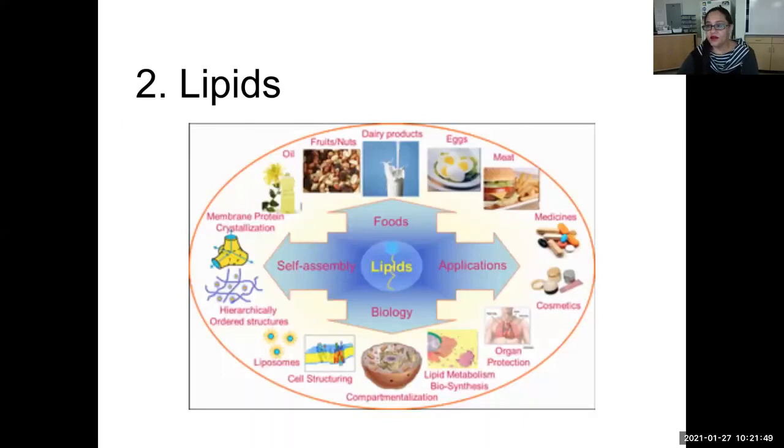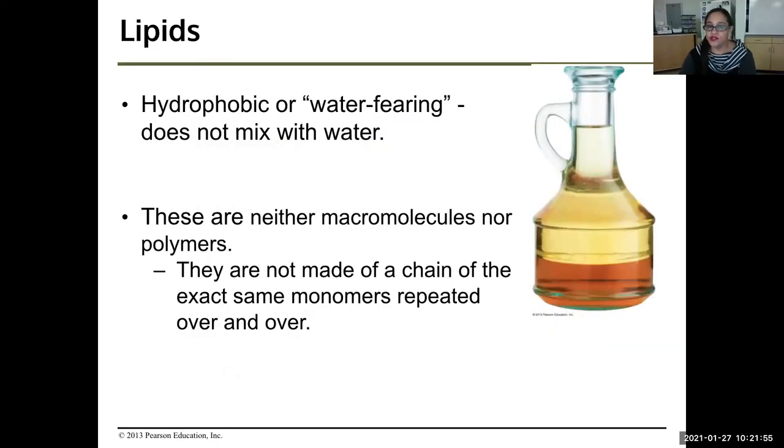Lipids are the second class of macromolecules that we eat. They are hydrophobic or water-fearing. If you have a phobia of something, you are afraid of it. So it does not mix well with water.